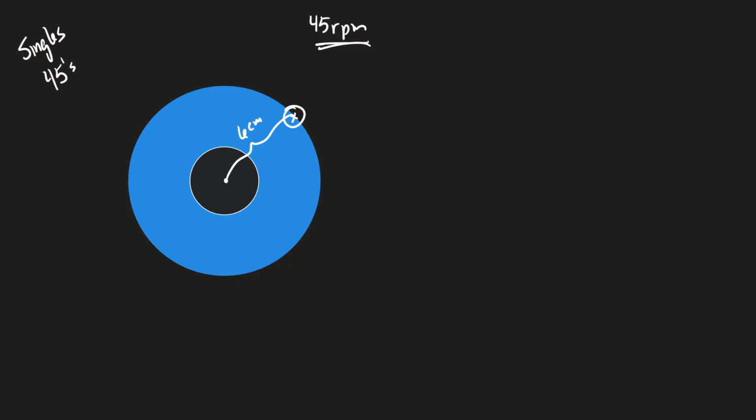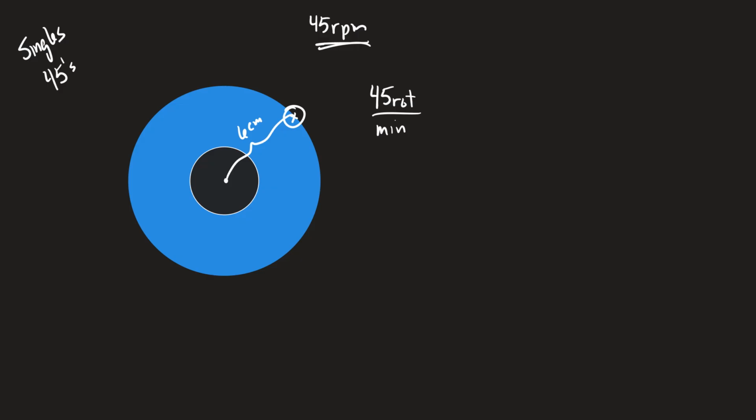So the first thing I want to do is write out what I know about the speed. I know the current speed of the disc is 45 rotations per minute. I'm going to write it like a fraction on purpose because I want to split up the stuff that's on top of the fraction with the stuff that's on the bottom of the fraction.